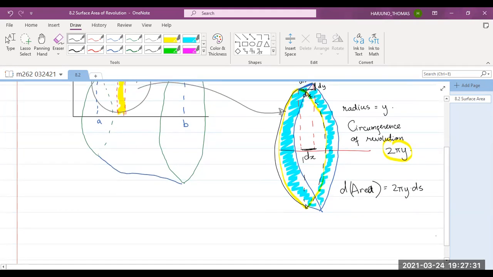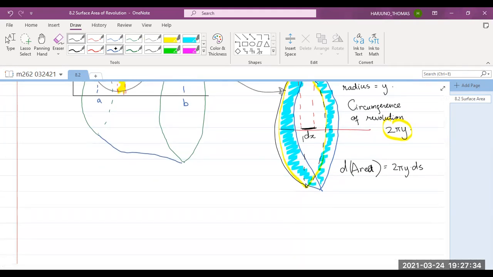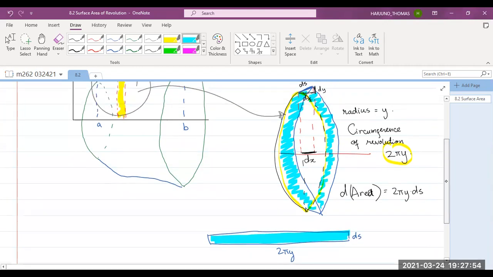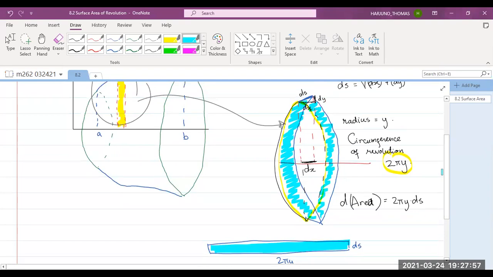So imagine if that band, you spread it out. If you spread out the band, the height of that band is ds. The base of that band is 2 pi y. So the area of that will be 2 pi y times ds. I use d there, the differential of area, because this dx is very, very small. It comes from this very, very small dx here. With this dx, we get the ds, and therefore we get the area of this band.